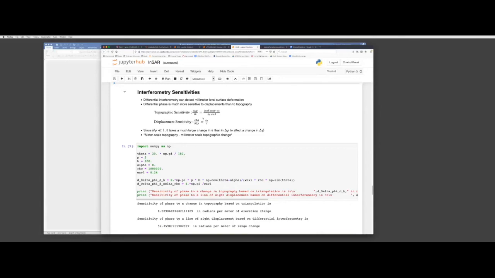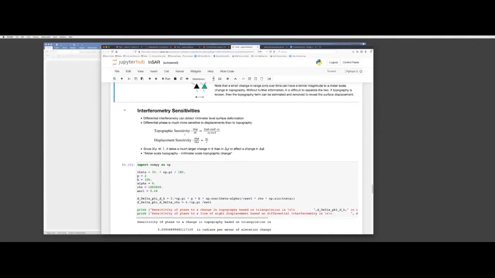Whereas in the case of the displacement, if we take the derivative of the phase with respect to the range, it's directly proportional to this constant. This number is much larger than something that's 1 over 1,000. So typically we are much more sensitive to displacement, because it's a direct range measurement, as opposed to the topographic measurement, which is a triangulation measurement.